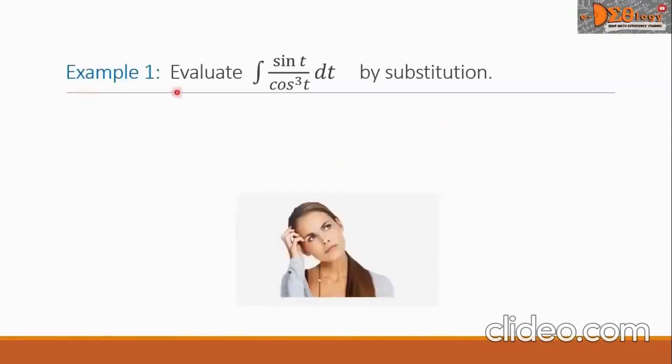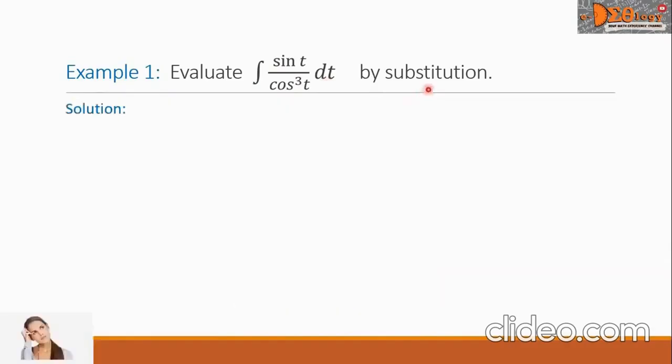Example 1. Evaluate the integral of sine t over cosine cube of t dt by substitution. For our solution, step 1 is to select the u. Take note that this cosine cube of t is the same as cosine t, and the quantity is cubed. And from here, let us choose the cosine t to be the u. So we have u equals cosine t here.